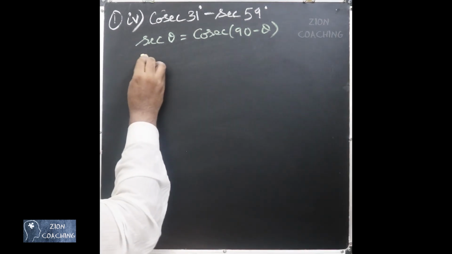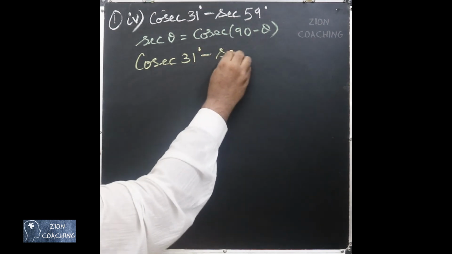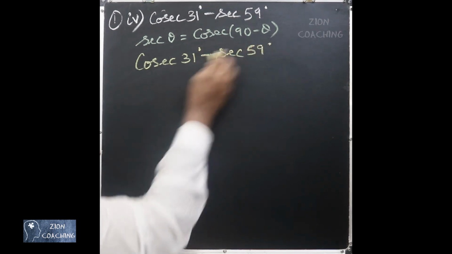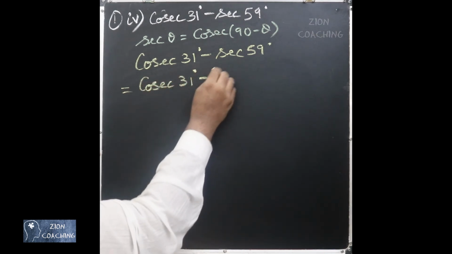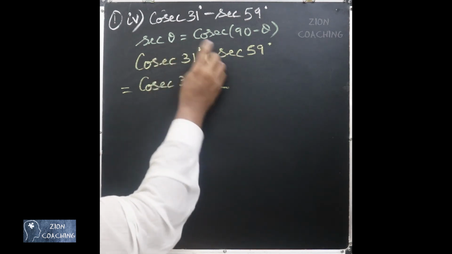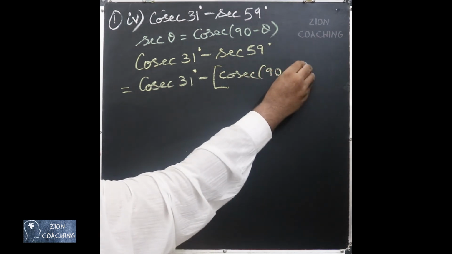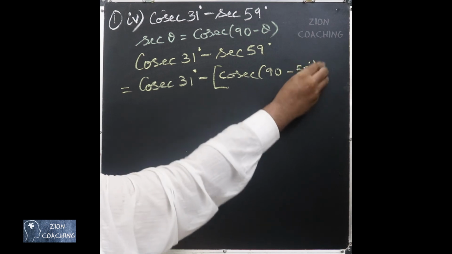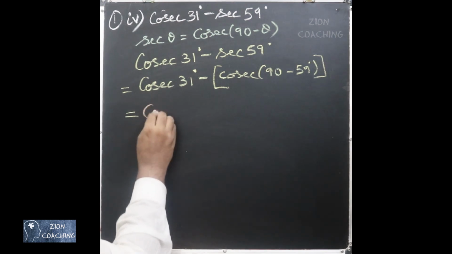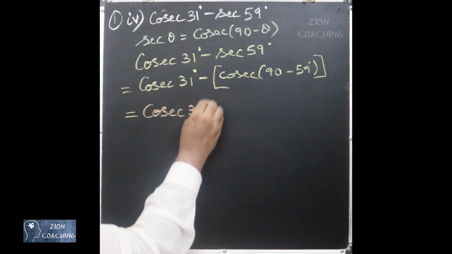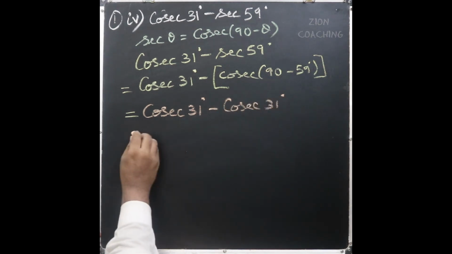We have cosecant 31 degree minus secant 59 degree. That can be written as cosecant 31 degree minus cosecant 90 minus 59 degree. So we are going to have cosecant 31 degree minus cosecant 31 degree, that is equal to 0.